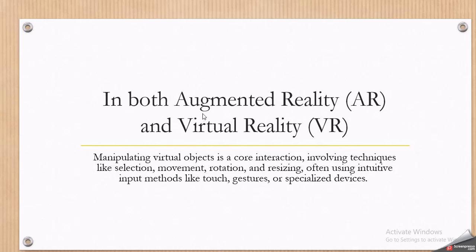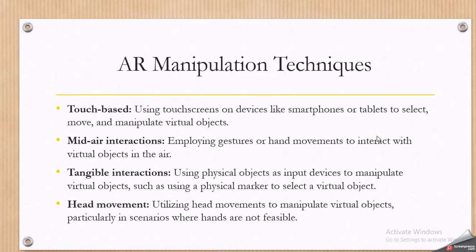In both augmented reality and virtual reality, manipulating virtual objects is the core interaction, as I told you. It is due to interaction. Interacting with the objects will become a manipulation. That's what they have given here. Manipulating virtual objects is the core interaction involved in techniques like selection, movement, rotation, and resizing, often using intuitive input methods like touch, gestures, or specialized devices.